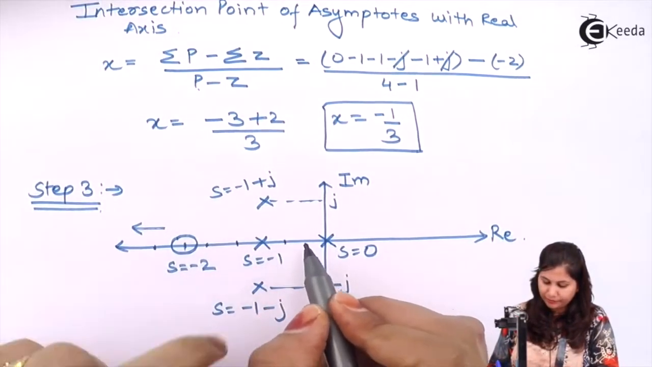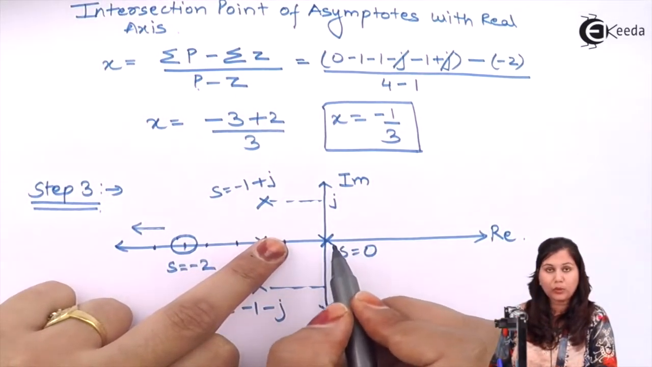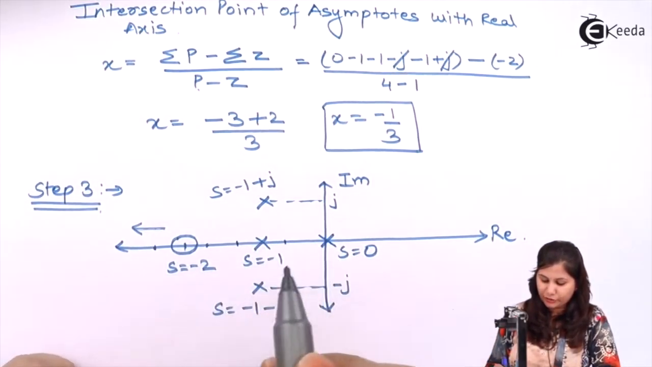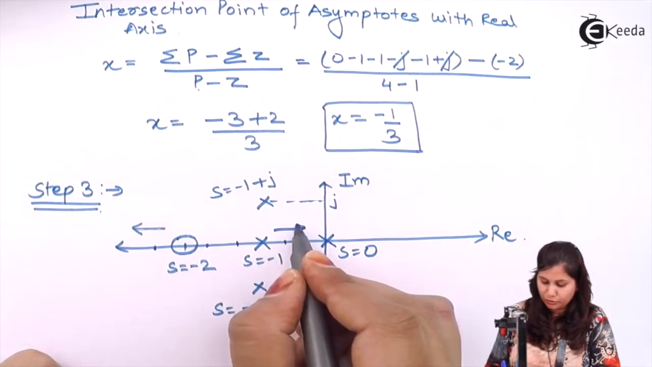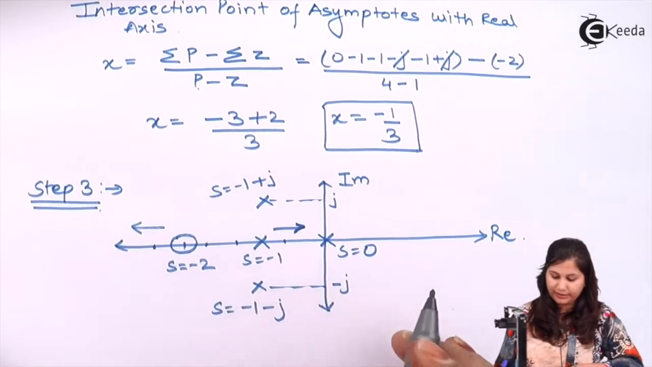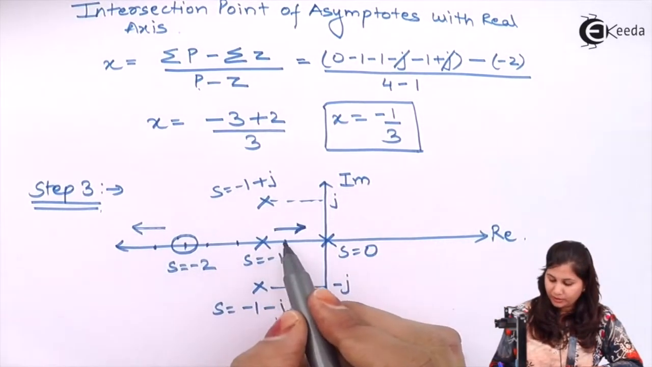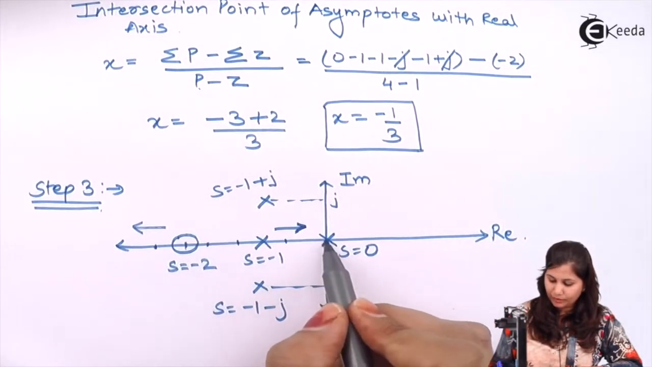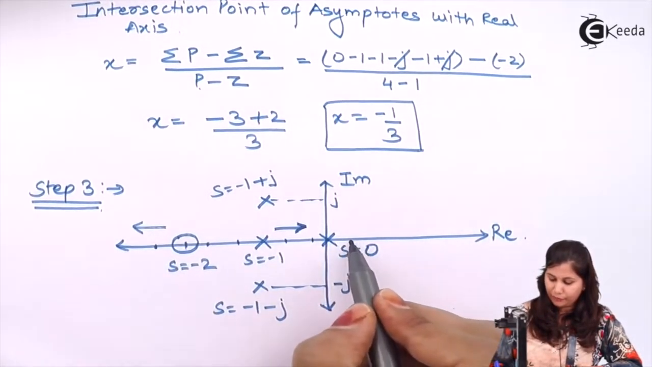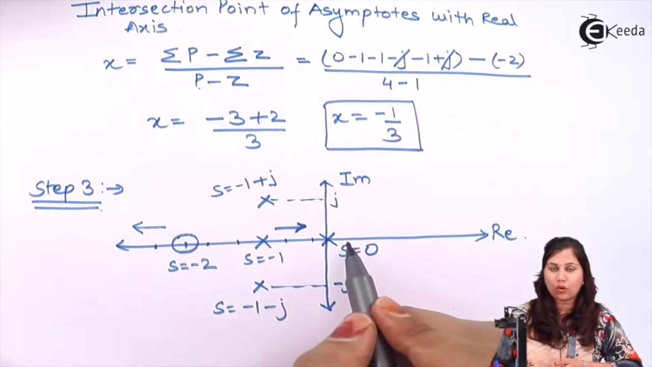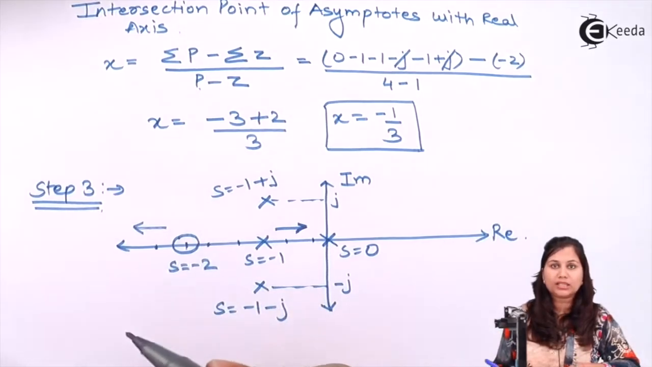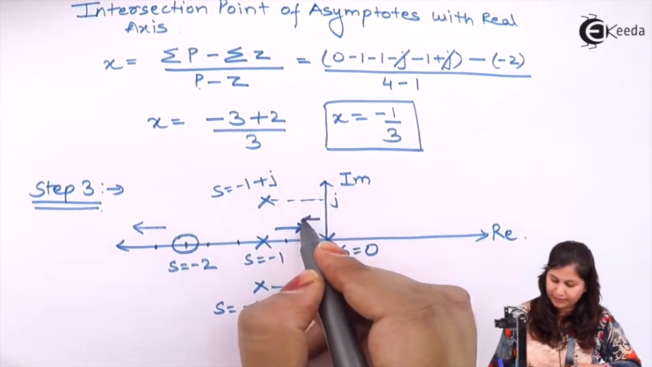Take a point here, the number of poles and zeros on the right hand side is 1. So the direction of root locus will be towards this point. So we have found out the directions. Now for this pole, if we check, take a point here, the number of poles and zeros is odd, that is 1. So the direction of root locus will be towards this point, that is here.